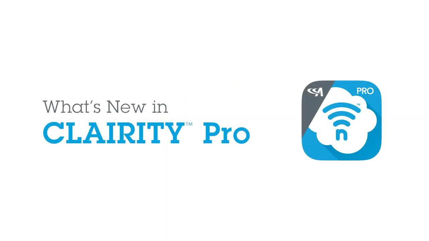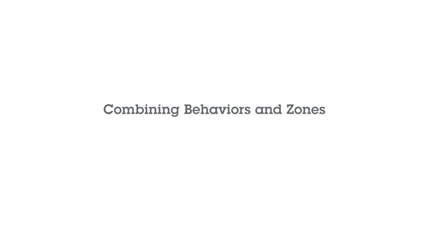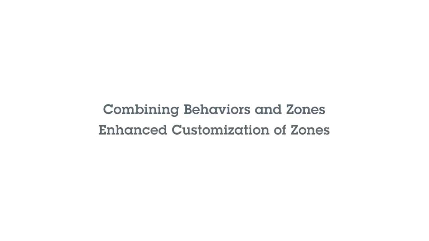The Clarity Pro app is used as a commissioning device for your Nlyte Air system and as such, continues to get updated to provide the most efficient experience to its users. This video is an update for existing users of the Clarity app, displaying our most recent upgrades including the combining of behaviors and zones, as well as enhanced customization.